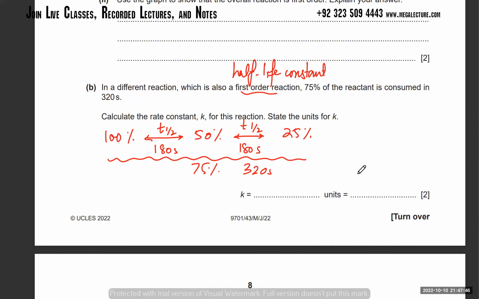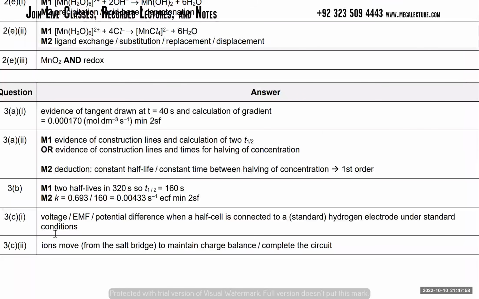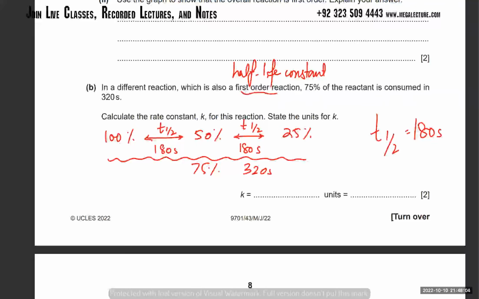Okay, so we got the half-life, right? Your T half-life is what? It's 180 seconds, right? Is that clear? Yes, sir. Actually, sorry, it's not 180, it's actually 160. Like 320 divided by 2 is not 180, it's 160 seconds.